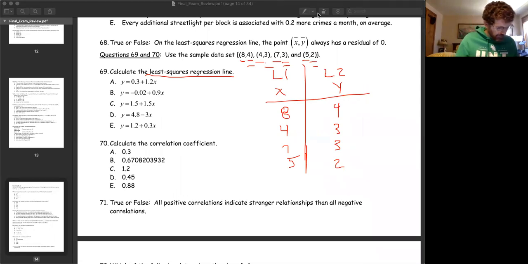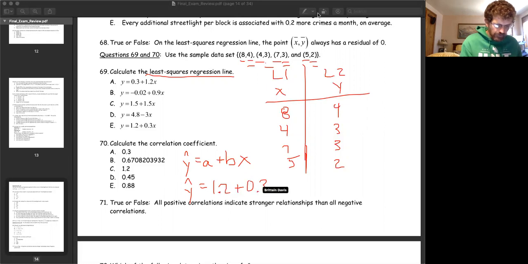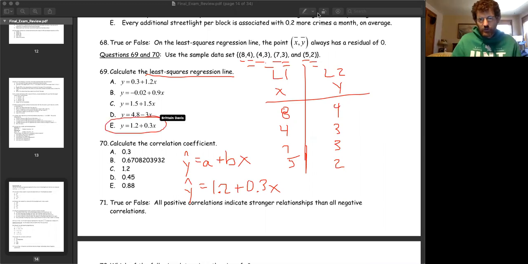And when I do that, it gives me my A and B values to plug in. So the normal regression equation, or the standard form before we plug in actual coefficients. So now I'm just going to plug in my A and B. A is 1.2. Hopefully you guys got the same thing. B is 0.3. And I can look for whatever answer has that. Looks like E in this case. So the calculator does the work for us, but we can find that.